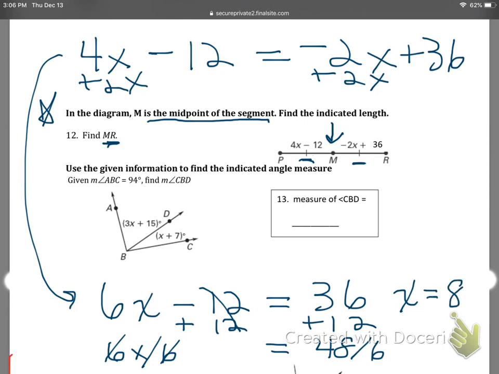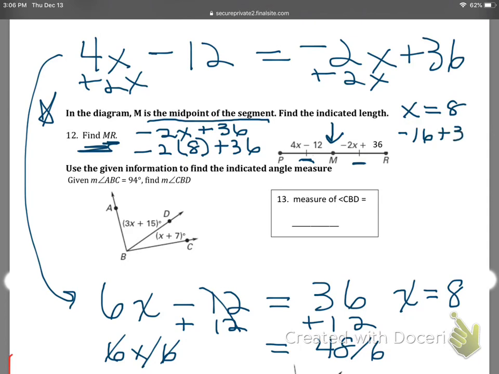Okay, I'm not done. All I know so far is that x equals 8, but I go back and look at my problem, and my problem does not say find x. My problem says find MR. So MR is negative 2x plus 36. So I'm going to take my x, and I'm going to plug in the 8 that I just solved for, plus 36. So what do I get? Negative 2 times 8 is negative 16. So I have negative 16 plus 36. So that's going to be 20. So MR is 20.